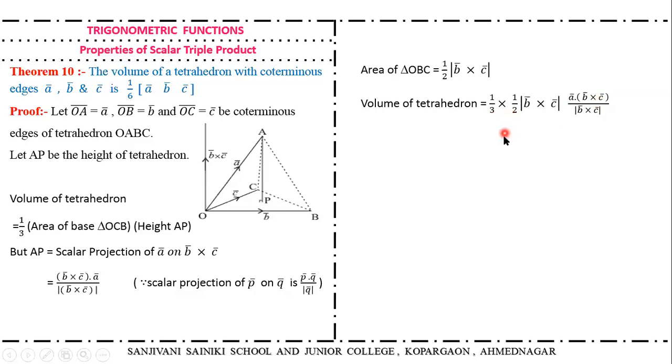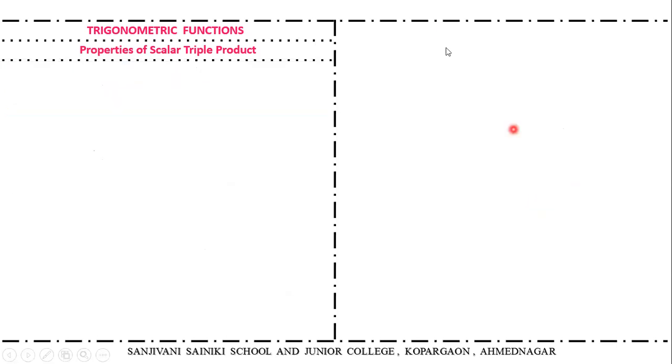So 3 into 2 is 6. This modulus B bar cross C bar gets cancelled, and what will remain? The A bar dot B bar cross C bar. So it is nothing but the scalar triple product of A bar, B bar, C bar. That means the box product of A bar, B bar and C bar. So the volume of the tetrahedron is 1 upon 6 times the box product of A bar, B bar and C bar.